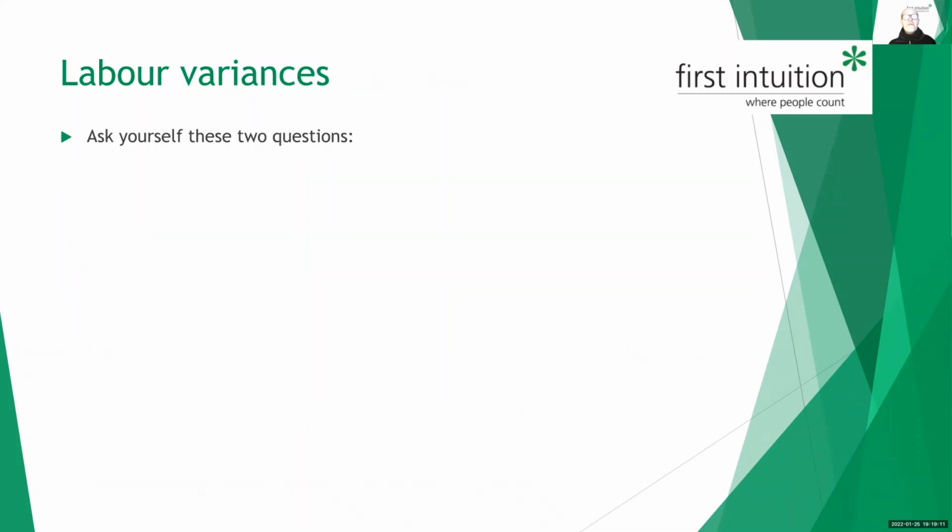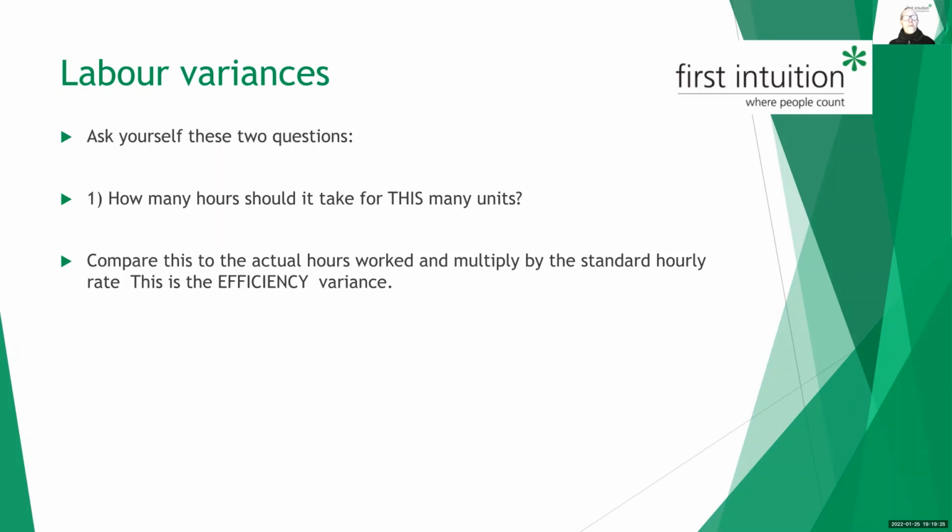Labour variances follow a very similar logic. Two questions. How many hours should it take to make this many units? The actual units we've made, not what the budget said, to make the number we've actually made. Compare that with the actual number of hours worked. And again, we multiply by the standard hourly rate. That gives us our efficiency variance. Standard hourly rate, much the same as the material multiplied by the standard cost. Now we use the standard rate.